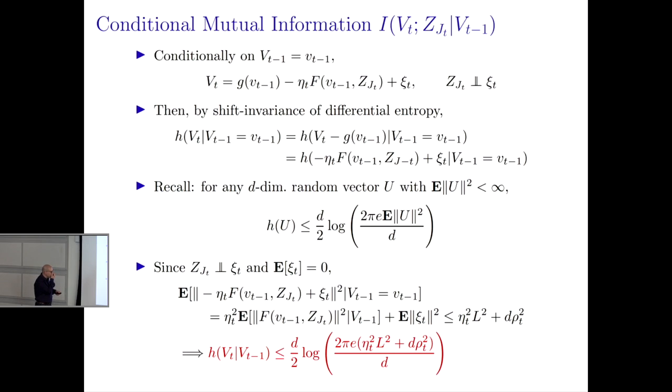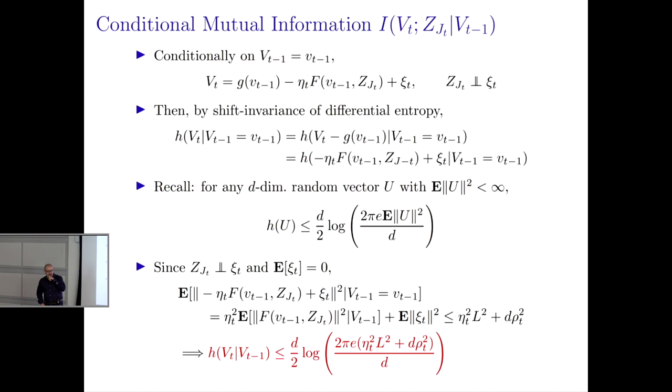So if I were to compute the differential entropy with respect to this conditional distribution, well, first of all, the nice thing about differential entropy is that it is shift invariant. So if I add a deterministic constant to my random vector, it's not going to change the differential entropy. So therefore, I can subtract this term. And now what I see is I have a differential entropy of a sum of two random vectors that are independent.